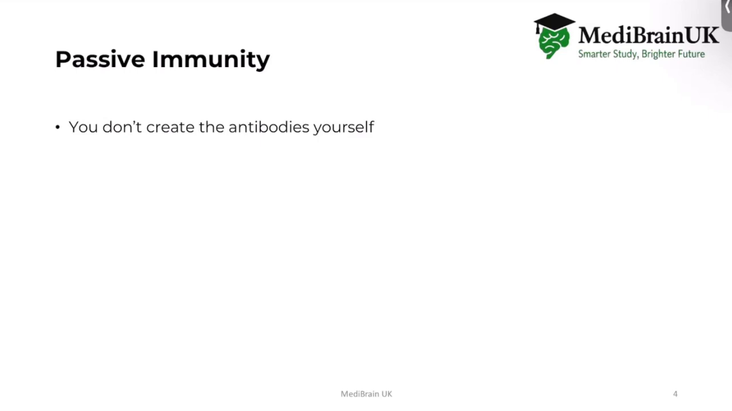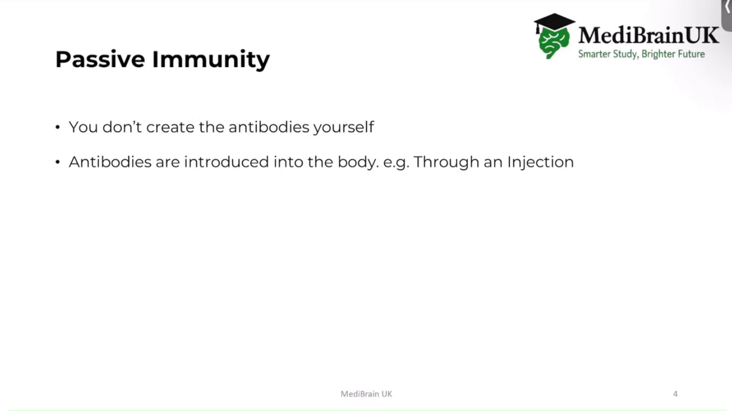The reason behind that is, let's say you've had COVID, your body has produced antibodies against the COVID virus. The antibodies are present within your body. So if COVID infects you again, then the antibodies will be really fast at counteracting the COVID virus which comes into your body. Now, with passive immunity, you're not doing the process. Your body isn't creating the antibodies itself. Antibodies are introduced into your body, and an example of how they can be introduced could be through an injection.